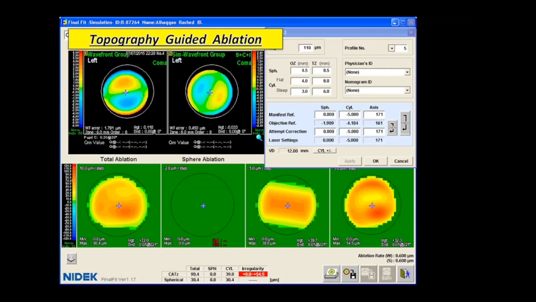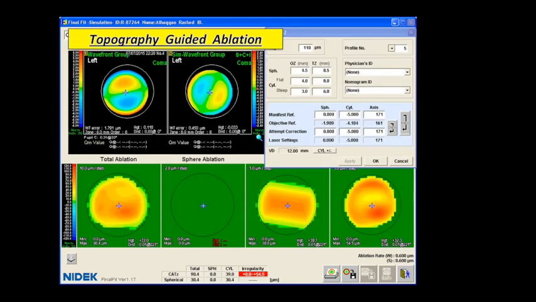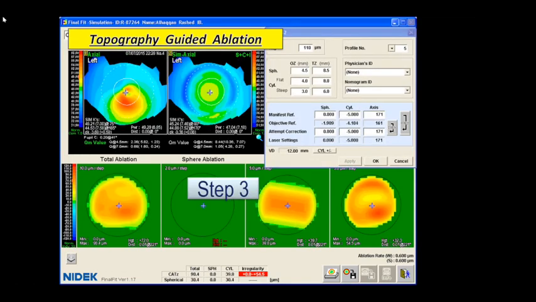Dr. Sami, when you say topo-guided ablation, here you mean the plain PTK? Plain PTK only to remove the tip of the cone. But you mentioned on the slide topography guided ablation, correct? Yes, topography guided. So you don't mean the topo-guided treatment, you mean the plain PTK? No, this is topography guided. But this is step 3, correct? Yes, but step 3 is only spherocylinder.